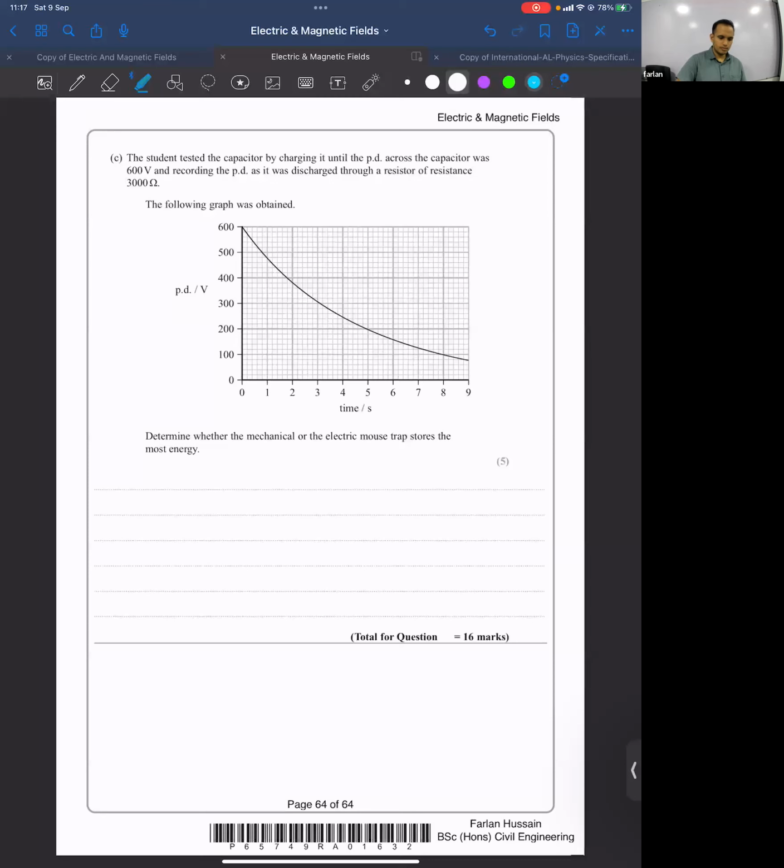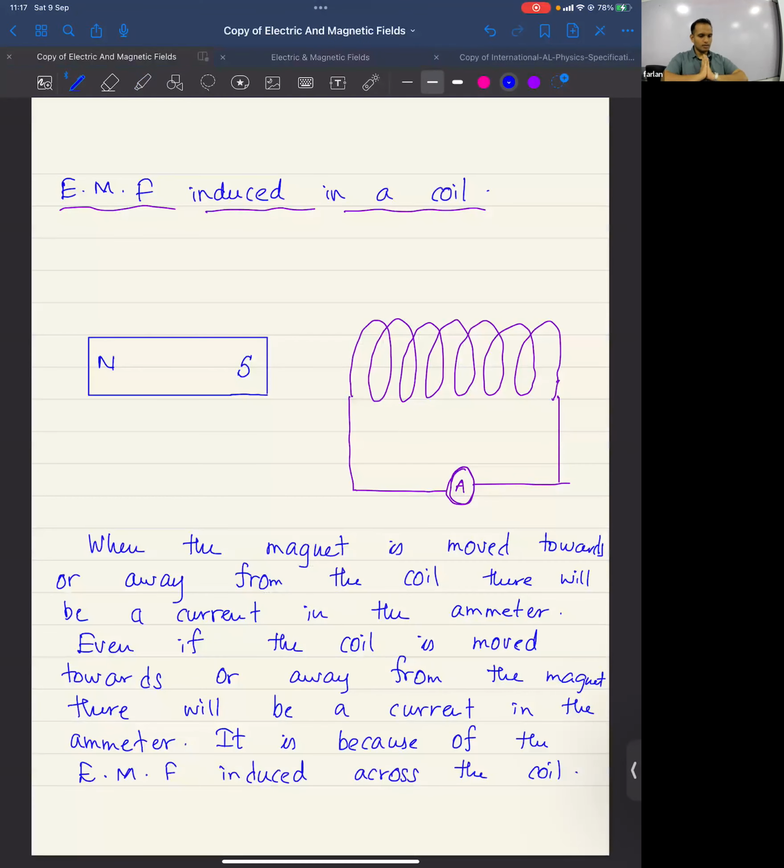Enough for now. We will do the rest on the next day. We will continue from the next subtopic, the EMF induced in a coil, the next day.